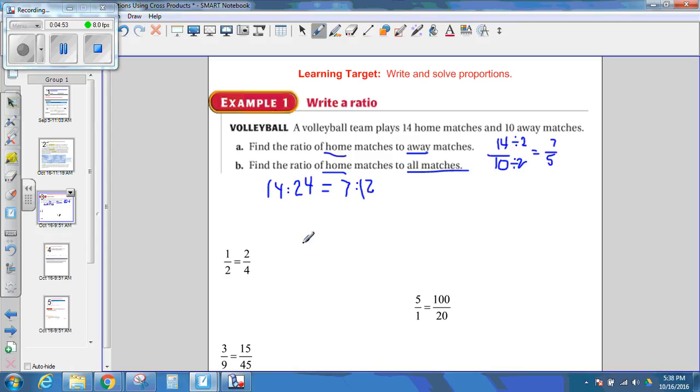Okay, let's try if we're looking at some other ratios. We have 1/2, that's the same thing as 2/4. 5/1, the same as 100 over 200. 3/9, the same as 15 over 45. So this is what I mean. We could have a number of different fractions that all mean the same thing, and we need to make sure we simplify. So if you have 2/4, 3/6, 4/8, we need to simplify to 1/2.